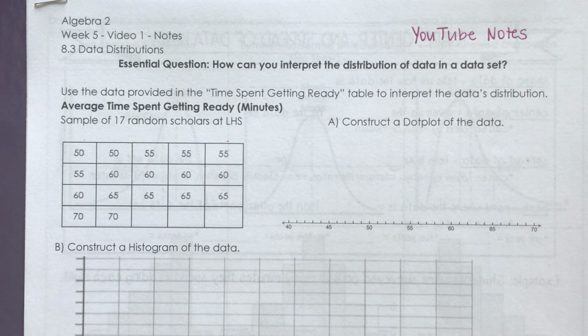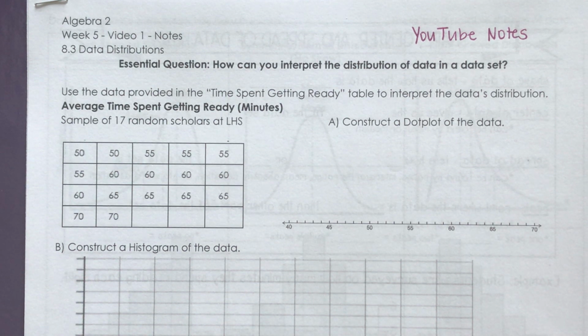So we're going to be talking about chapter 8.3, data distribution. We've already talked a little bit about statistical studies. We are now going to talk about what happens when we look at those statistical studies and actually put them into a collection of data. And we're going to evaluate some data as well today.